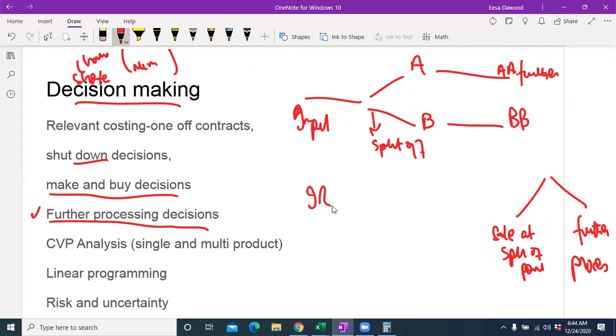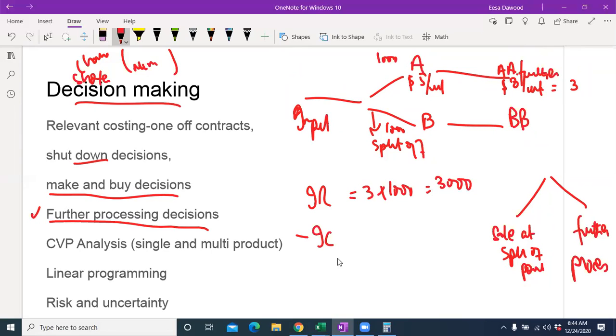So all I'm going to do is take my decision based upon the relevant costing principle. I am going to calculate the incremental revenue. For example, there are 1,000 units for each, A and B. If I sell at the split-off point, the revenue is 5 per unit. But if I further process it, the revenue is 8 per unit. So definitely there is an incremental revenue of 3 per unit. For 1,000 units, the incremental revenue would be 3,000.